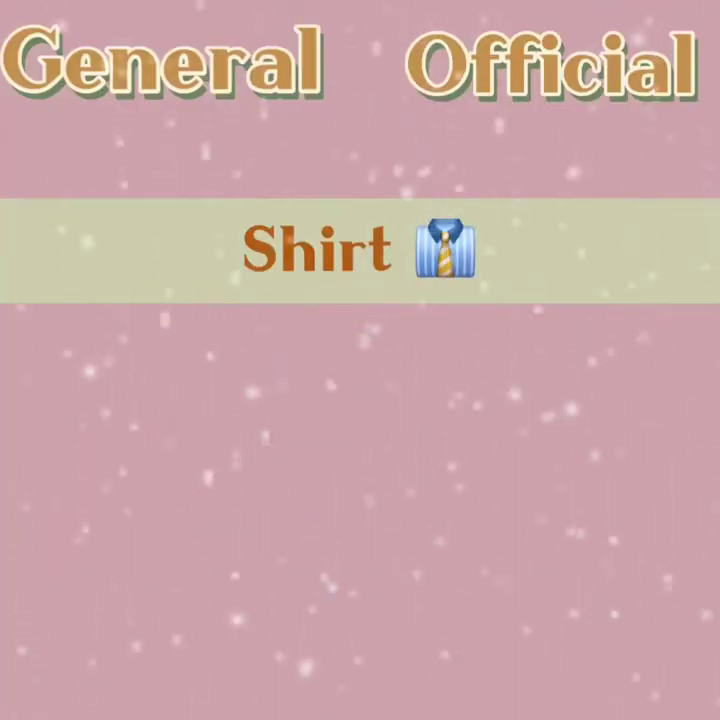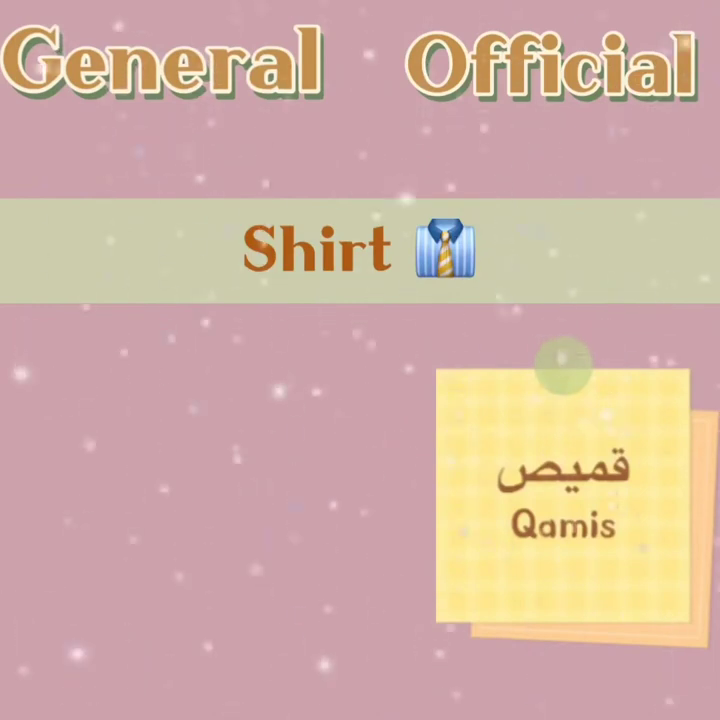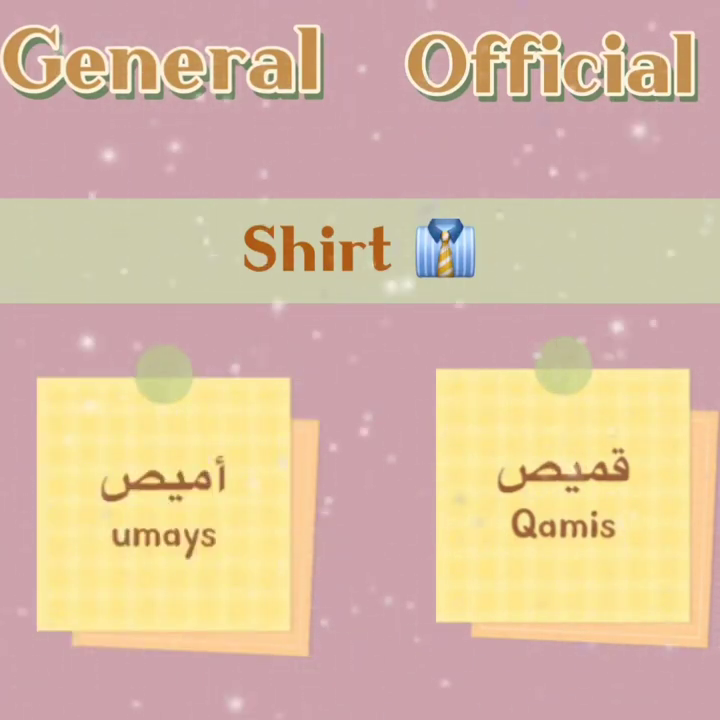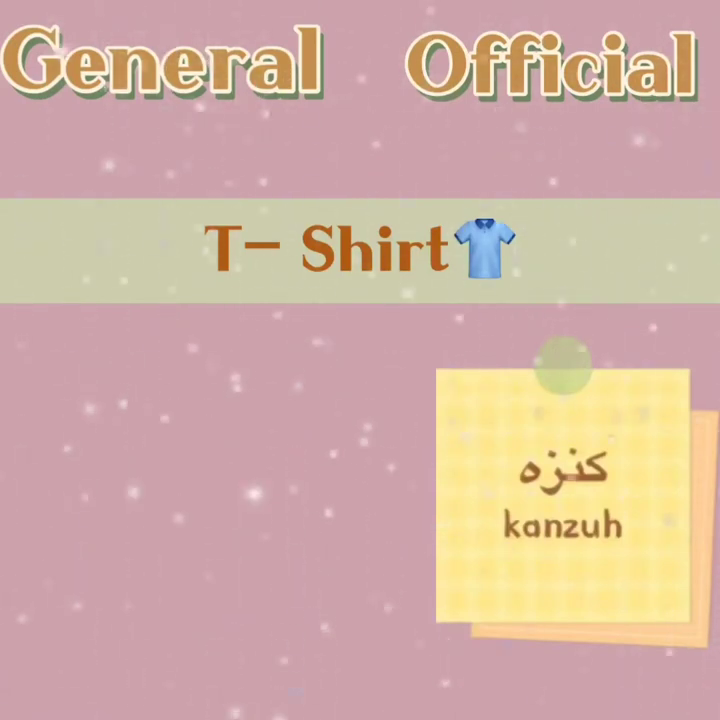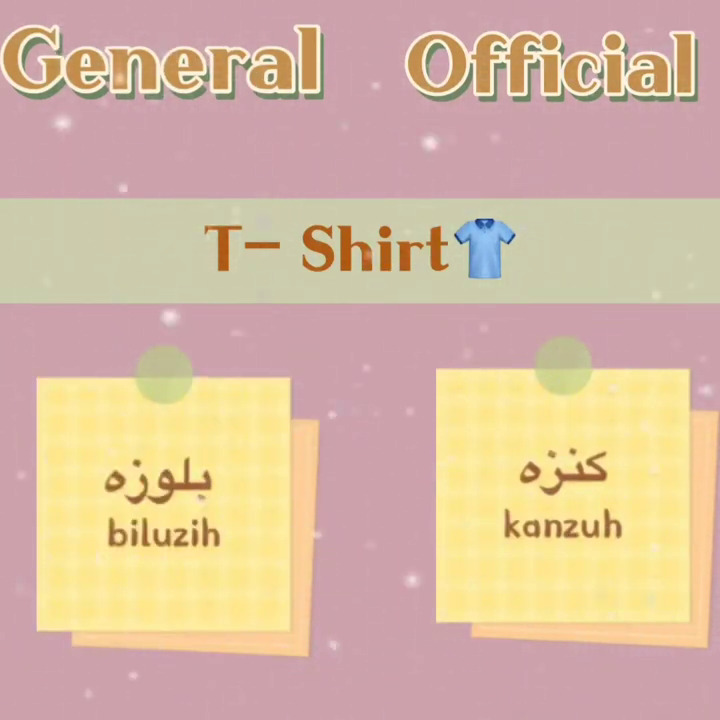Let's start with shirt. We call it in the official Arabic qamis. In the general, amis. We also learned the word t-shirt. T-shirt in the official Arabic, we call it kenze. In the general, we call it bluze.